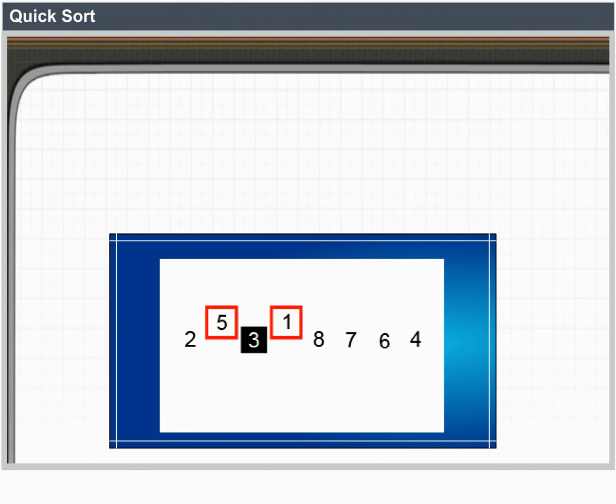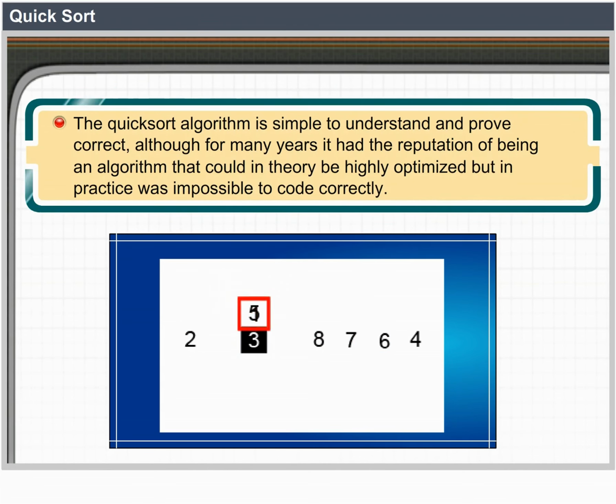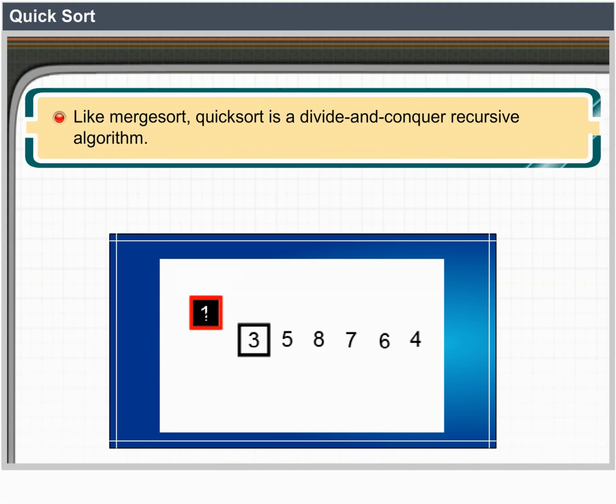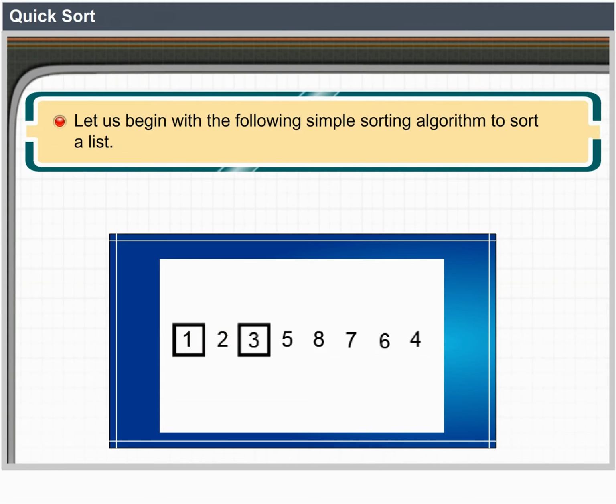The quicksort algorithm is simple to understand and prove correct. Although for many years it had the reputation of being an algorithm that would in theory be highly optimized, but in practice was impossible to code correctly. Like merge sort, quicksort is a divide and conquer recursive algorithm. Let us begin with the following simple sorting algorithm to sort a list.